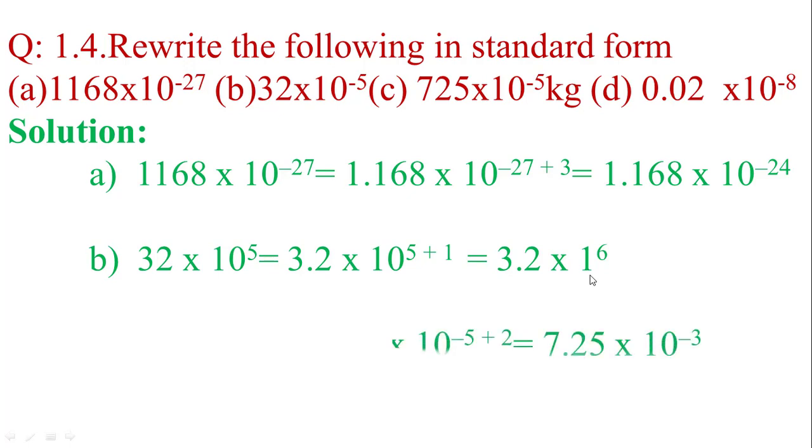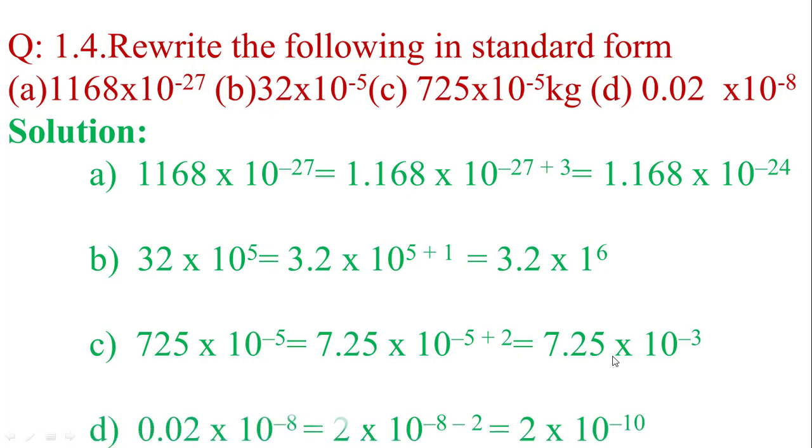Now we will move to the C part. In the C part, 725 multiplied by 10 raised to power minus 5. We move the decimal place from this point to the first digit, so we count 1, 2. Here 2 digits, so 7.25 multiplied by 10 raised to power minus 5 plus 2. Minus 5 plus 2, the answer is minus 3. So 7.25 multiplied by 10 raised to power minus 3.